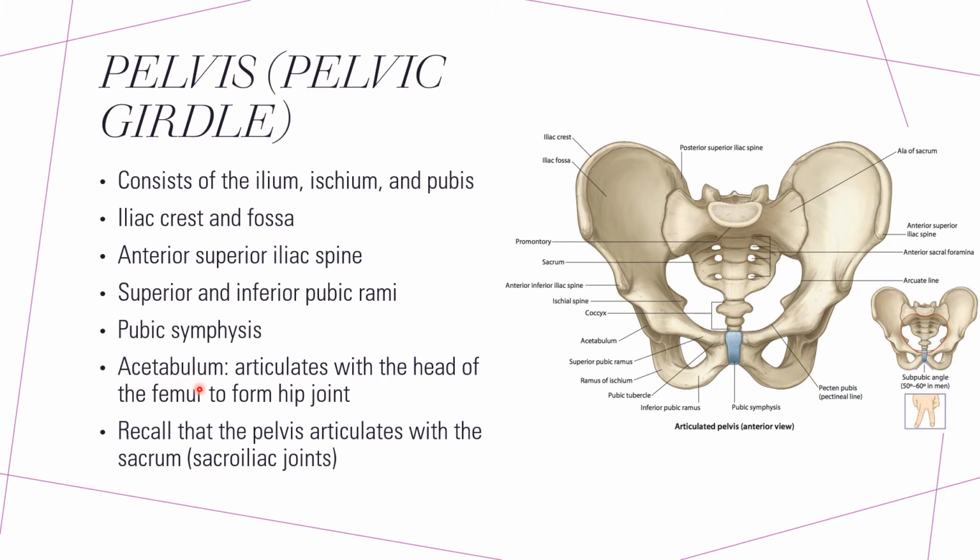You have the acetabulum, which articulates with the head of the femur to form the hip joint. So this is the acetabulum right here. And also recall that the pelvis articulates with the sacrum to form the sacroiliac joints. So I have the pelvis here articulating with the sacrum right here at the sacroiliac joint. Also on this side as well.